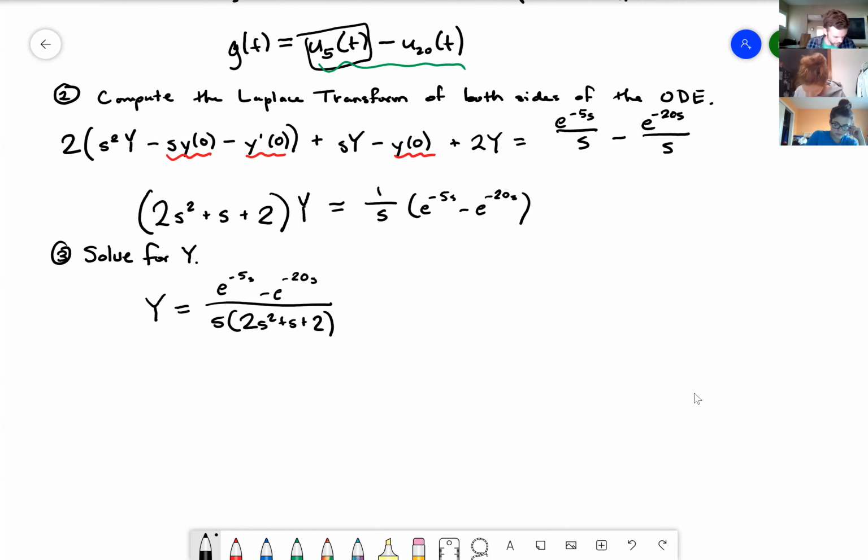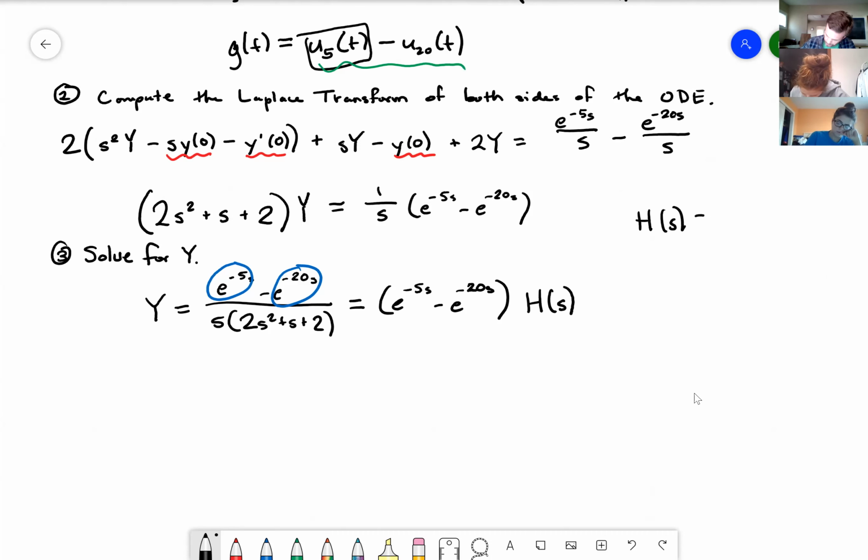It would be helpful if I did a little bit of rewriting. Because we know that these exponentials being multiplied by this fraction are just going to result in a shifting of our solution. So I'll rewrite this as e to the minus 5s minus e to the minus 20s times, I'm going to call this capital H of s. And so capital H of s is just what's left over, the 1 over s times 2s squared plus s plus 2.